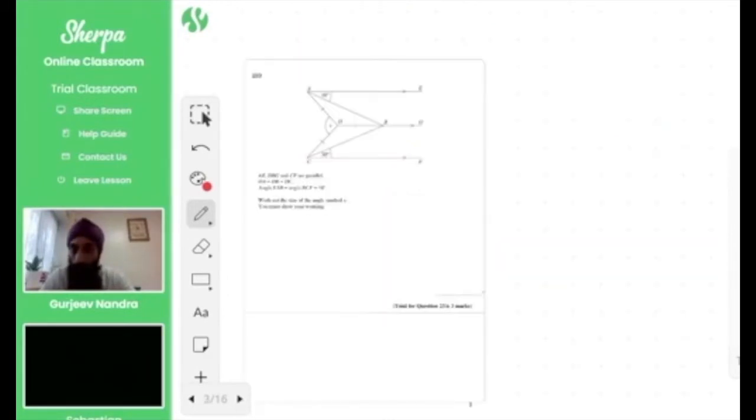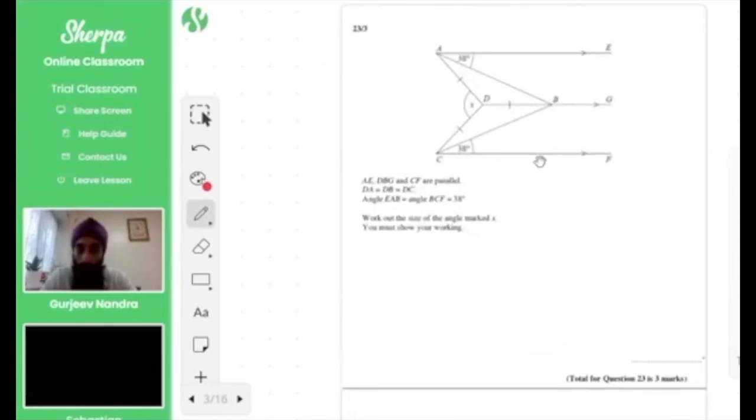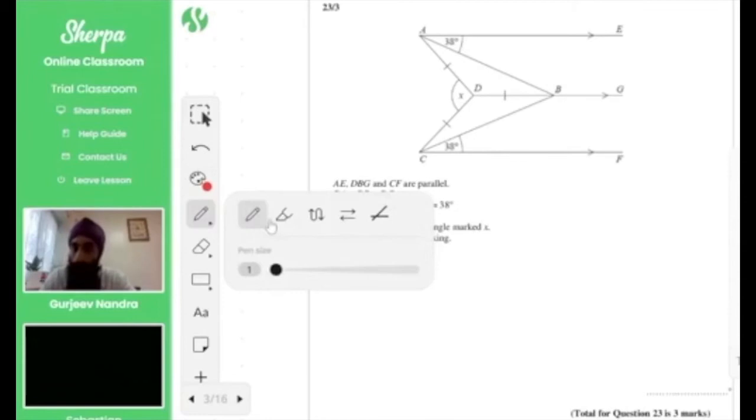We will try and do a mixture today, so you're going to see a range of different topics, not just the same thing over and over again. The next question here is to do with angles, something from geometry. You can see there at the bottom it says it's worth 3 marks.